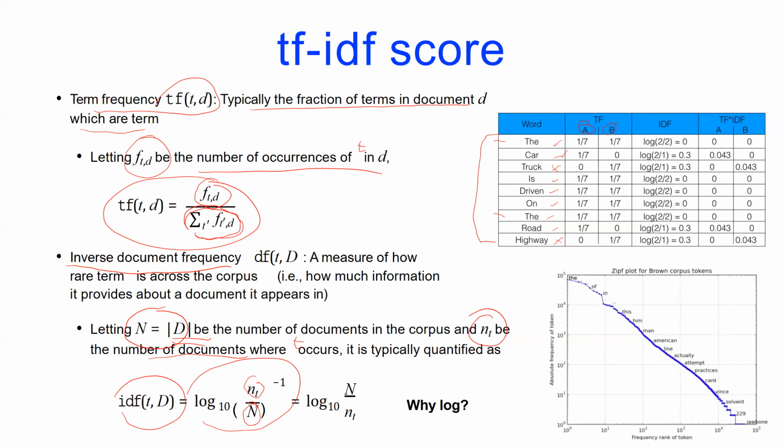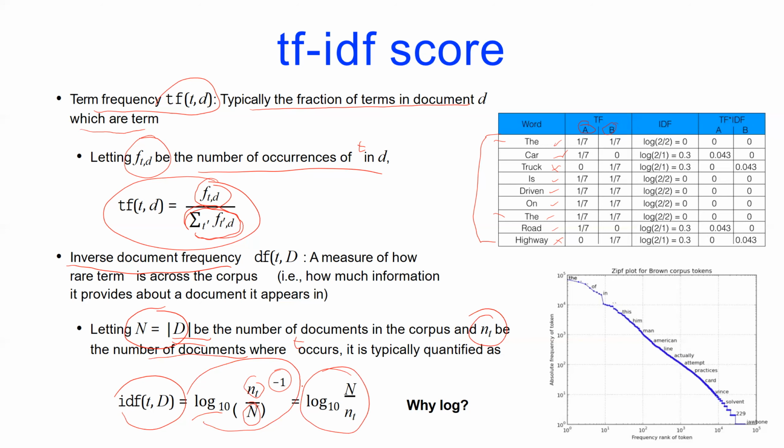I will use 10 divided by 1,000. Then I take the inverse. Basically, I take the inverse, then I take the log base 10. That is what will be our inverse document frequency.